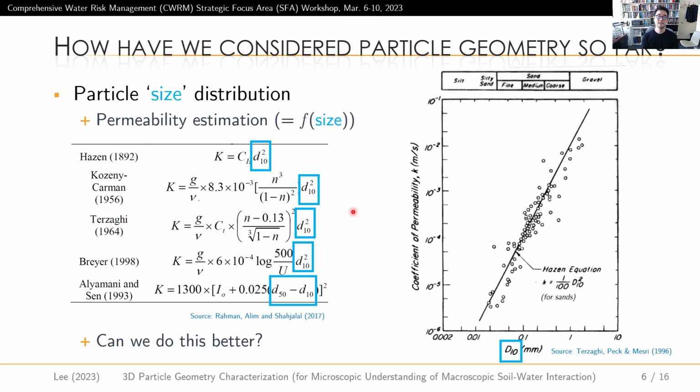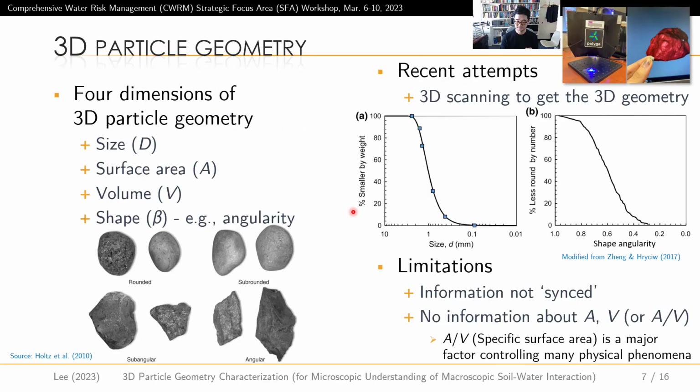All right, then I'd like to ask myself again, can we do this better? Because the particle geometry is not simply size; 3D particle geometry has 4 dimensions: not only size, but also surface area, A, and volume, V, and also the shape. I will use the symbol beta, such as angularity.